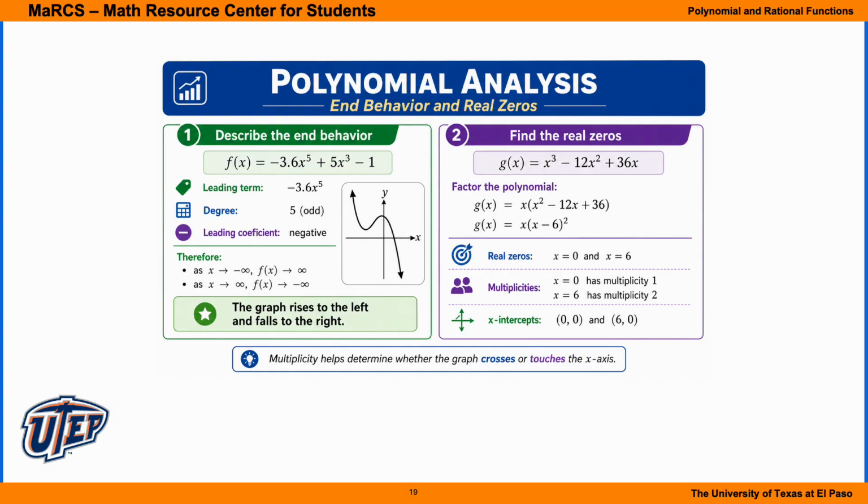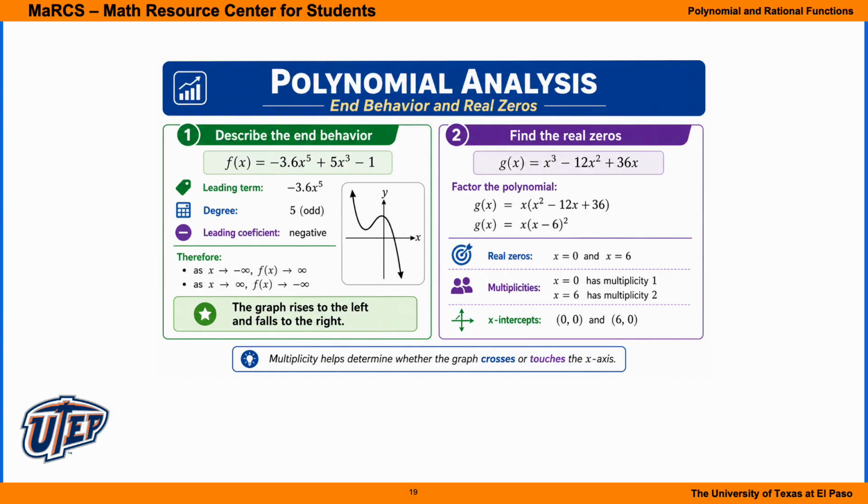For our second example, we are told to find the real zeros. So we have g of x is equal to x cubed minus 12x squared plus 36x. So first we can factor out an x. So we have x times x squared minus 12x plus 36. Now inside the parentheses, we see we have a perfect square trinomial. So we can further factor that out, and it'll be x minus 6 squared times x. So now we can set each of those portions equal to 0, and we'll have x is equal to 0 and x is equal to 6.